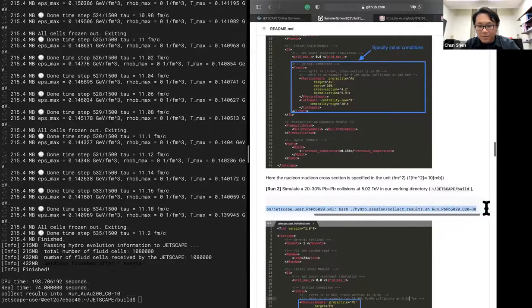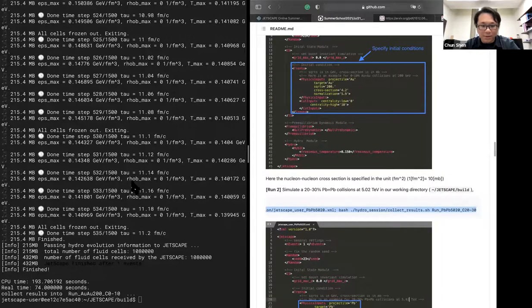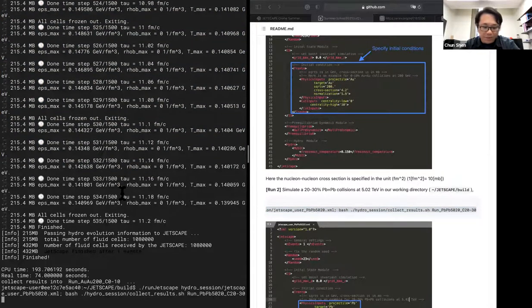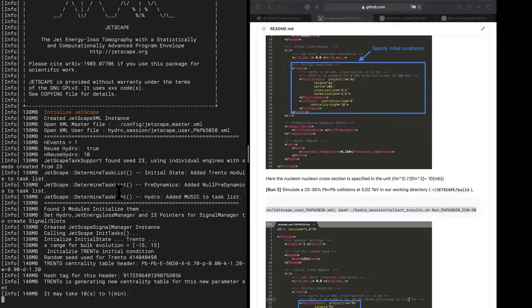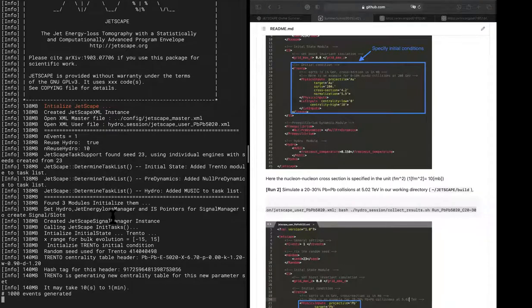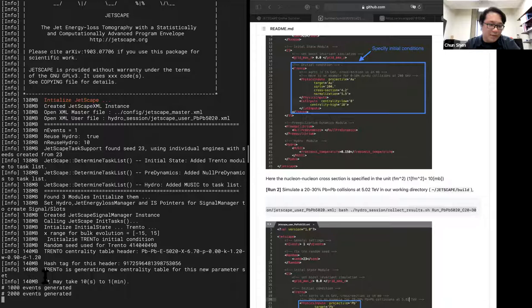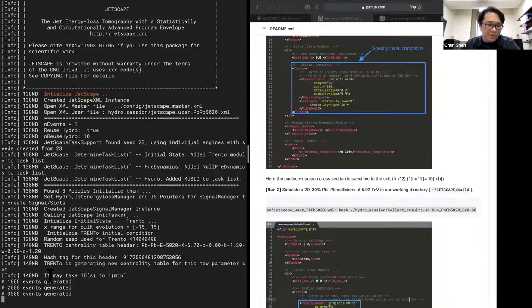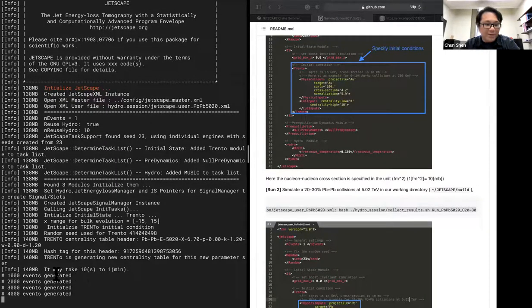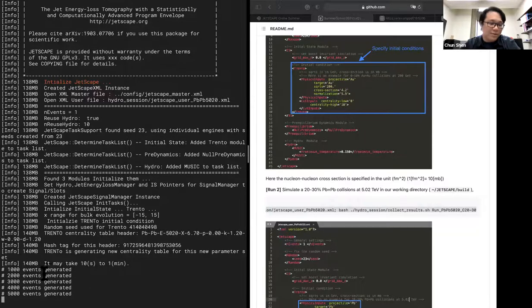In the meantime, we can also set up the second one, at 20 to 30%. Copy this command, and I'll let the simulation run in the background. Again, see that we also ran the lead-lead 5 TeV the first time, so it will also generate the minimum bias estimations table for the centrality selections.